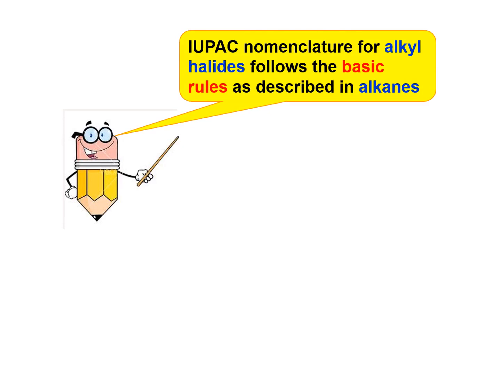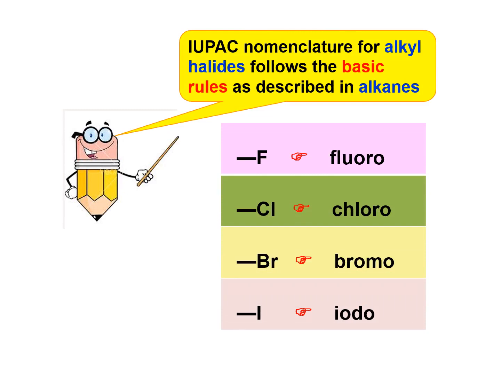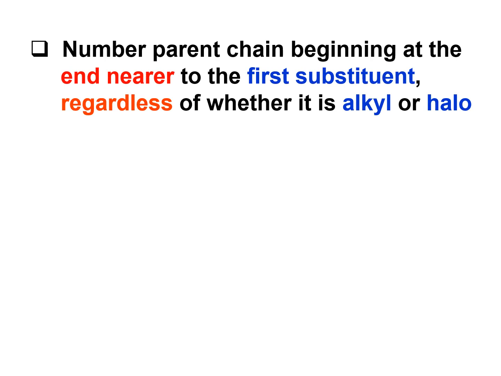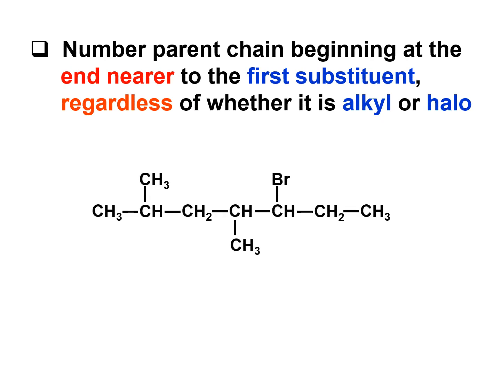IUPAC nomenclature for alkyl halides follows the basic rule as described in alkene. F for fluoro, Cl for chloro, Br for bromo, and I for iodo. Number the chain beginning at the end nearest to the first substituent, whether it is alkyl or halo. For this structure, the longest carbon chain is 7 carbon. So we start numbering from the left because the first substituent is at carbon number 2.